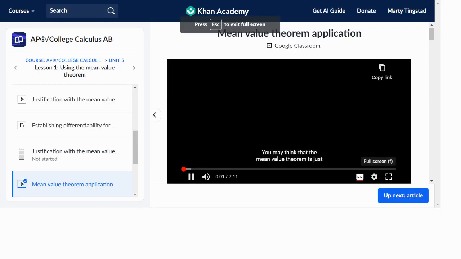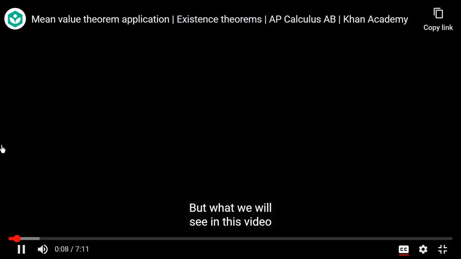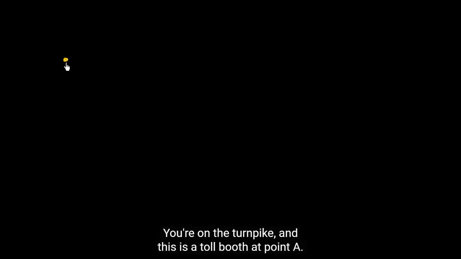You may think that the mean value theorem is just this arcane theorem that shows up in calculus classes, but what we will see in this video is that it has actually been used, at least implicitly used, to give people speeding tickets. So let's think of an example. So let's say that this is a toll booth right here. You're on the turnpike, and this is a toll booth at point A, and you reach it at exactly 1 p.m.